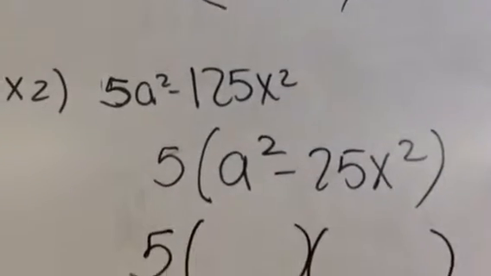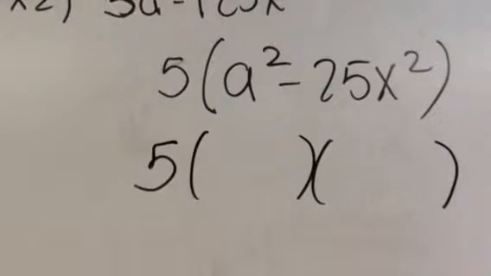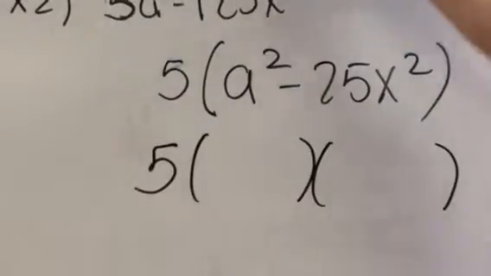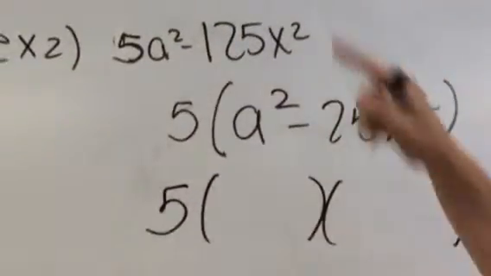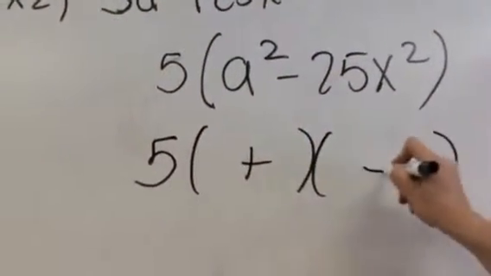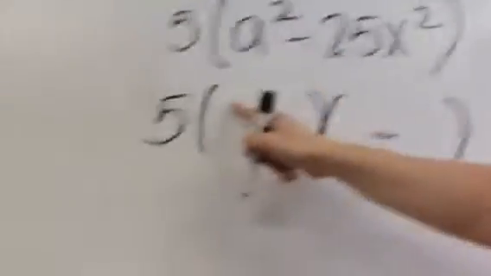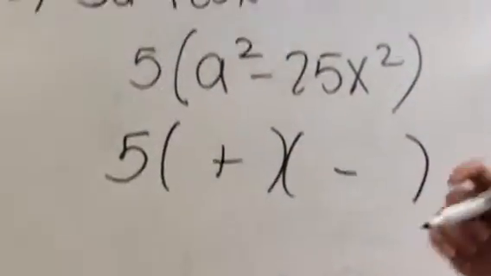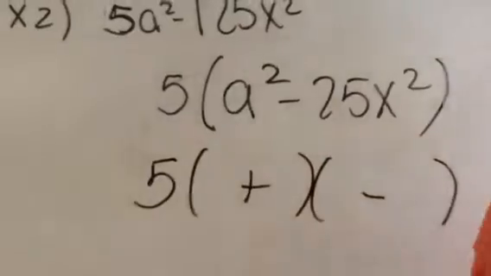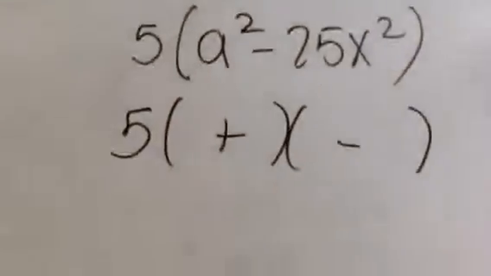What kind of signs do I put in the middle? A plus and a minus, okay? Is it always a plus and a minus? For the difference of two perfect squares, it's always a plus and a minus. In that order? Yes. Okay.